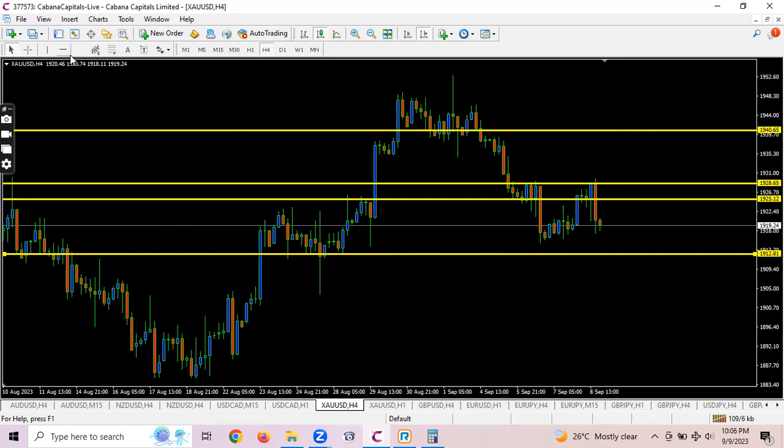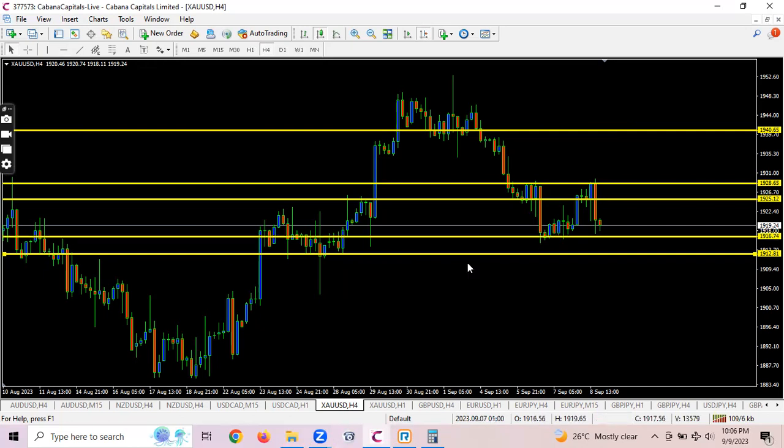So if you are considering selling, we had a support here on 4 hour, identify the support. We also had the support here, so you should wait for a breakout from this support before you consider selling gold. Buy above this zone, sell below this zone. If you are selling below this zone, your stop loss should be around this zone. And if you are buying above this zone, your stop loss should be around this zone.